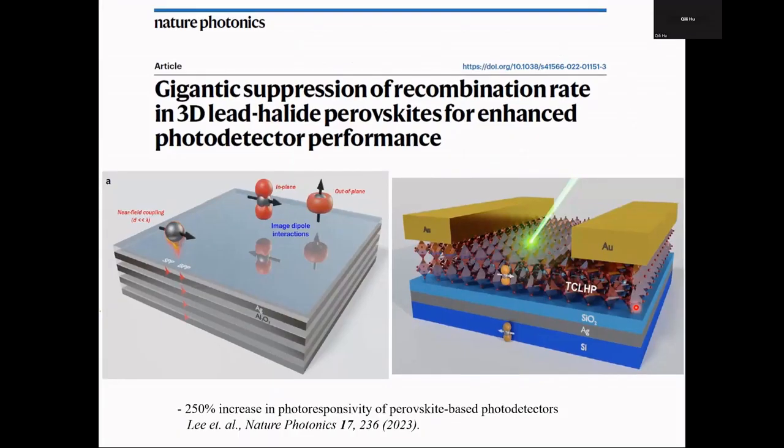What's going on involves a lot of physics. We actually use the substrate to create an image charge. The image charge cancels out the dipole moment, and that slows down the process. In this demonstration, we show about a 250% increase in the light conversion in the solar cell, and it should work on the same principle for detectors and solar cells.